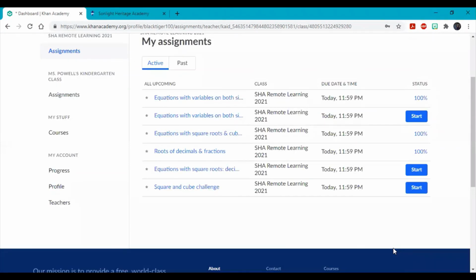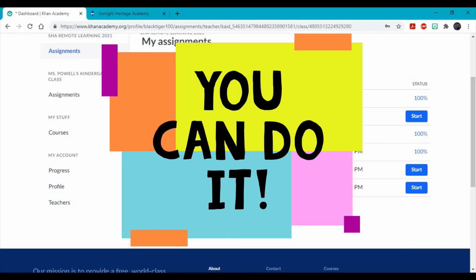Now, I do believe that your other assignment, equations with variables on both sides, decimals and fractions, is very similar to the one we just did. Again, there'll be a timestamp on this video, so you can jump to your section that you're wanting to have explained. All the best with your assignments.